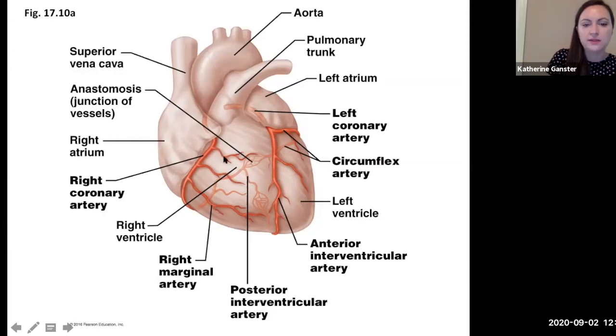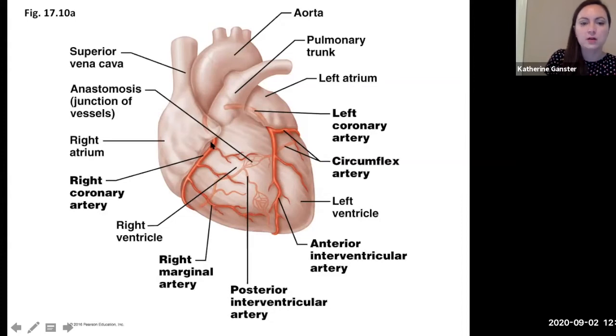When you're looking at all these little arteries coming off of the right coronary artery, the largest is the right marginal. Now, if you think about the margins of a paper, right? When you're making a Word document and you want to make the margins narrow or wide, that's the margin. It's the edge of the paper. This is the edge of the heart here, so right marginal artery.